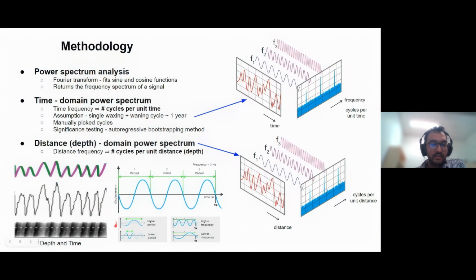So this is again showing the same figure that we saw earlier, and as you can see, this is also a time series that is sampled in both depth and time. And as I mentioned in one of the previous slides, one of these cycles represents 1 year of deposition. Then we can easily transform this cyclical change from the depth domain to the time domain. And then we can do a time domain power spectral analysis, and we can also do the depth domain power spectral analysis.